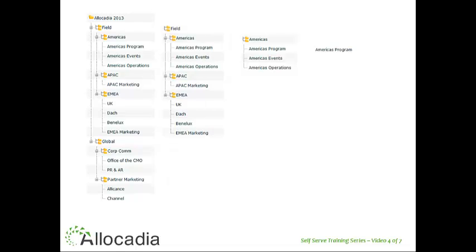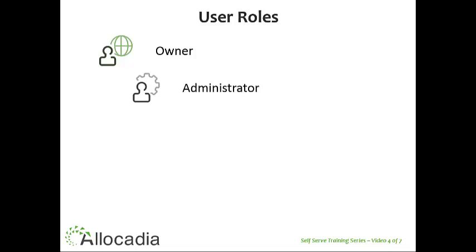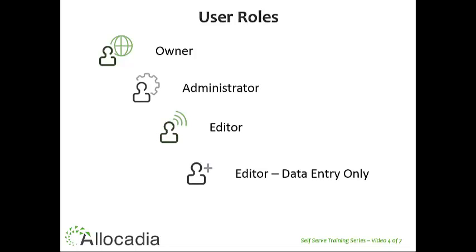Allocadia is a permission-based application. Users can only see the folders, subfolders, and budgets that they have been given access to. In video 1, Building the Hierarchy, we discussed organizing your budgets by budget owner, as budget owner is typically how access into budgets is given. There are 5 user roles within Allocadia: owner, administrator, editor, editor data entry only, and viewer.